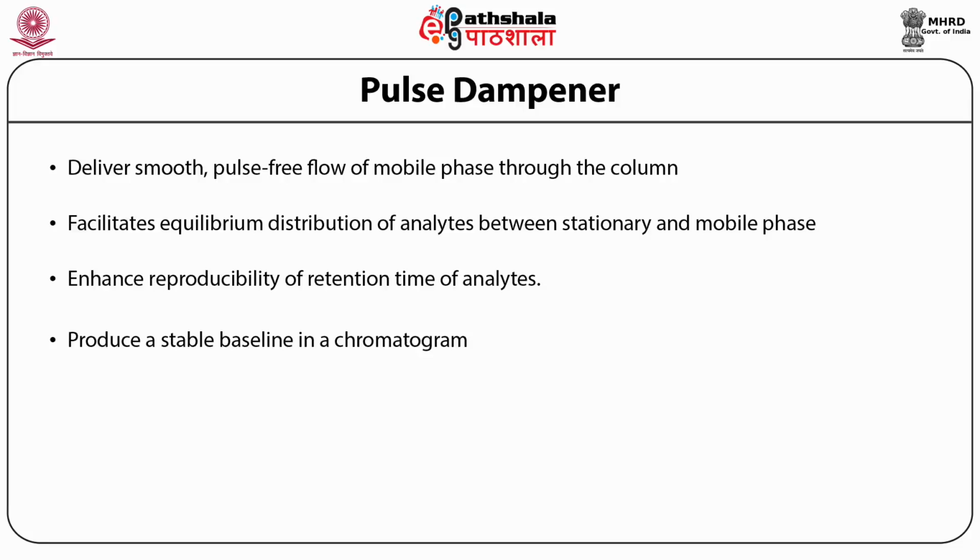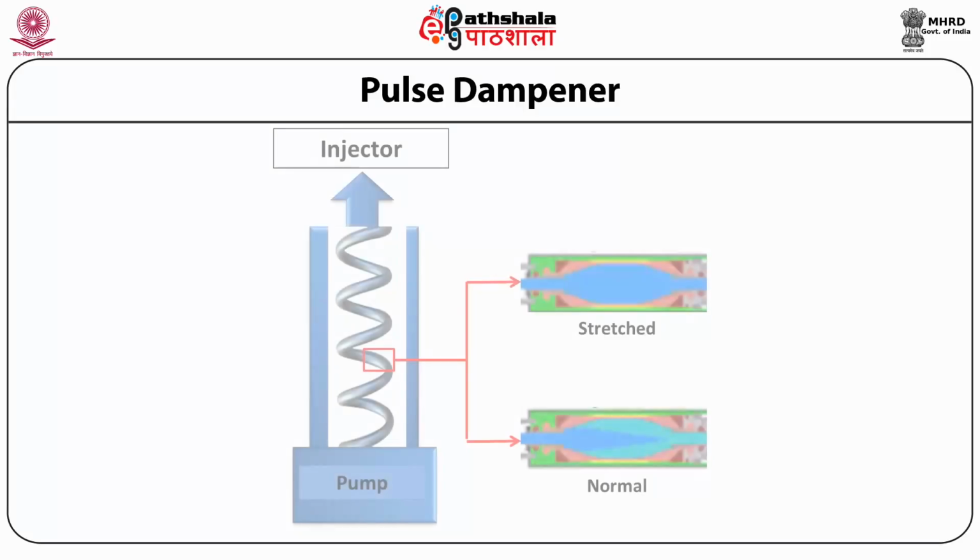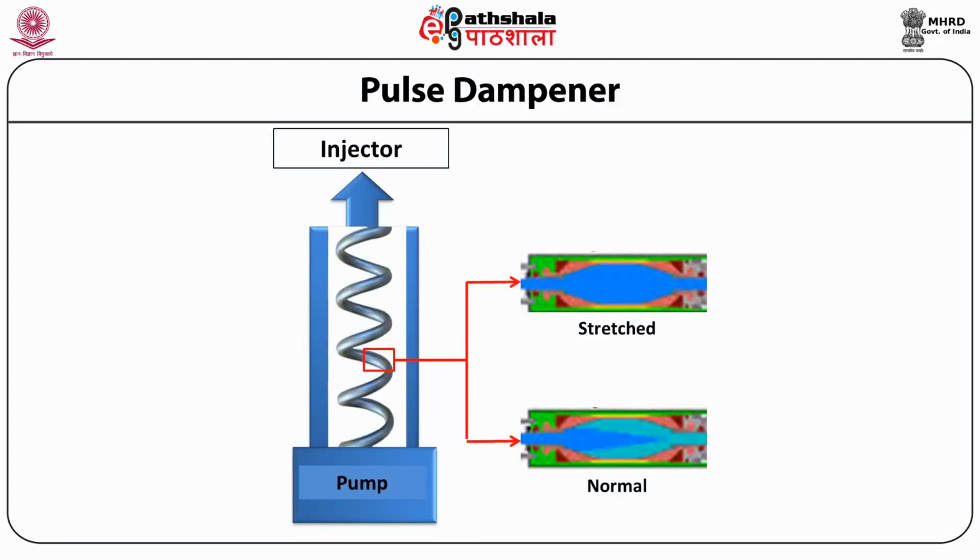Most of the detectors, particularly refractive index detector, are quite sensitive to pulses in the solvent flow and gather background noise which is reflected in the chromatogram. Thus, elimination of pulses also enhances precision and detection limits for trace compounds in a sample. Pulse dampener. Pulses in the flow of mobile phase can be eliminated by using dampeners.